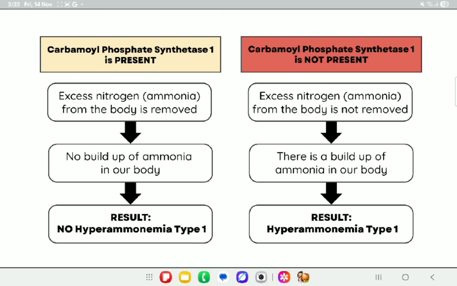There are two conditions in hyperammonemia. If the enzyme carbamoyl phosphate synthetase 1 is present, the excess nitrogen, which is the ammonia, is removed from the body. Then there is no buildup of ammonia in our body, which results in no hyperammonemia type 1. The next condition is if carbamoyl phosphate synthetase 1 is not present, the excess nitrogen, which is the ammonia, is not removed from the body. Then there will be a buildup of ammonia in our body, which results in hyperammonemia type 1.